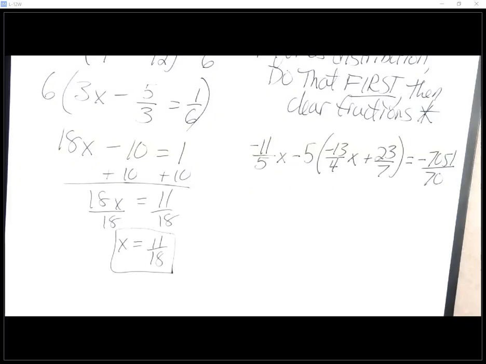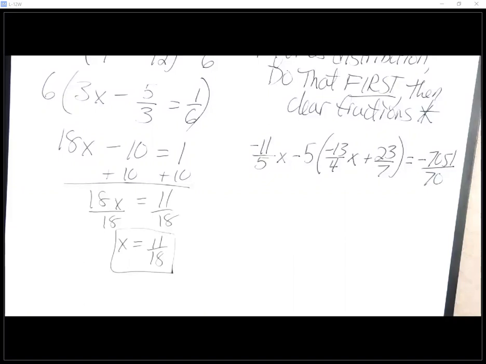Yes. Can you read it? Oh, sure. So we've got negative 11/5 x minus 5, and then in parentheses, negative 13/4 x plus 23/7, closed parenthesis, equals negative 7,051 over 70. Feel free to use a calculator. Just go step by step.